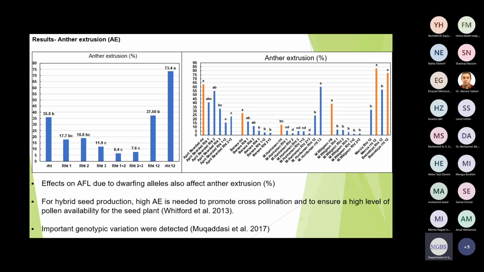There was also, here is the allele per genotype interaction. We can see the same response. And in the case of RHT12 and RHT both alleles, maybe the difference would be due to the different genotypes that were evaluated, because there is important genotypic variation, and that could be the reason.